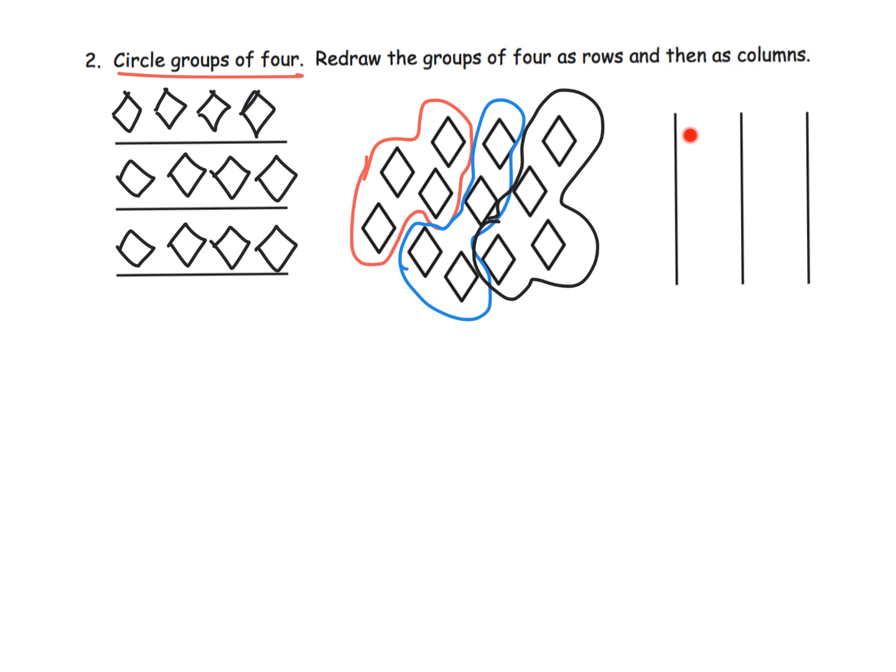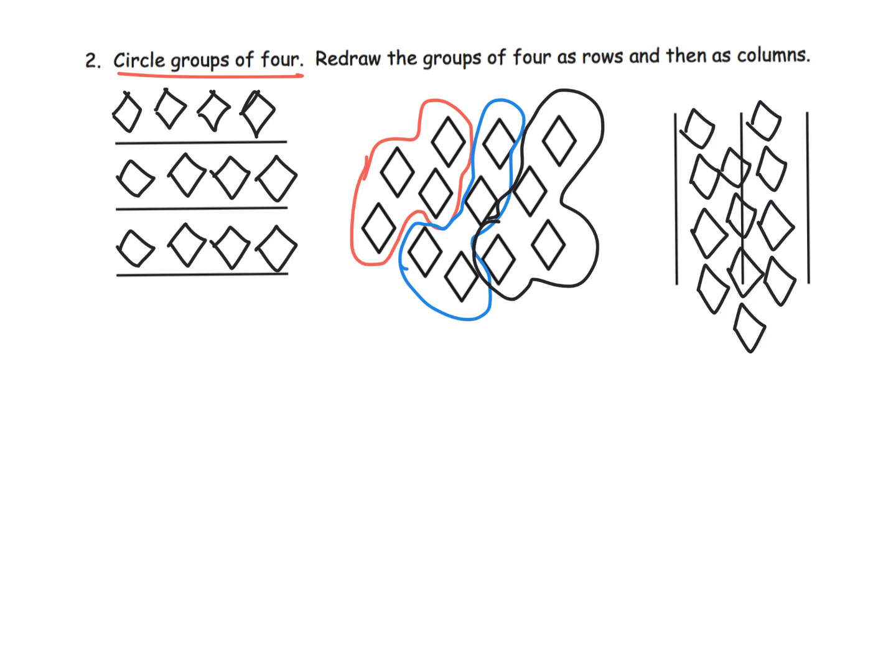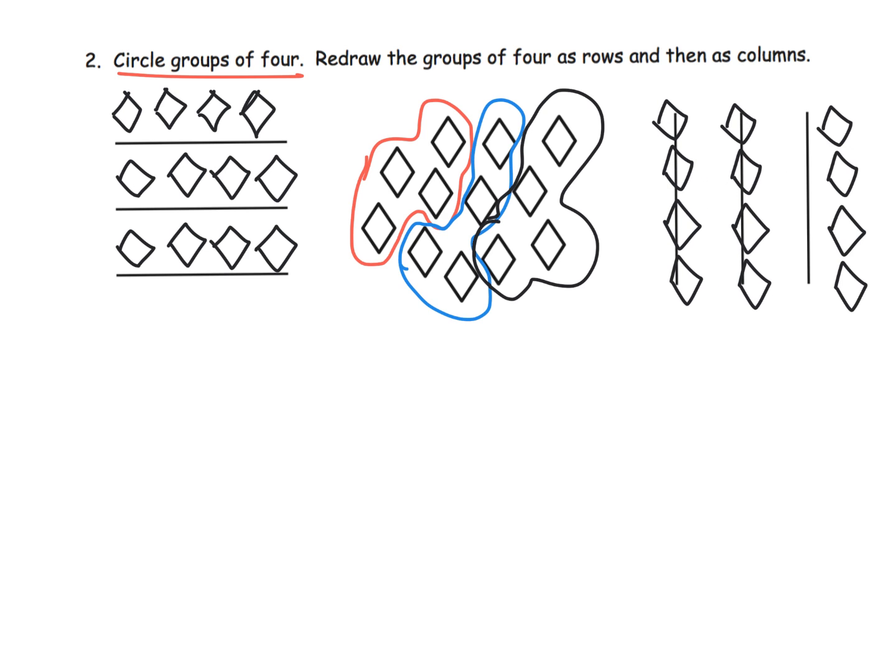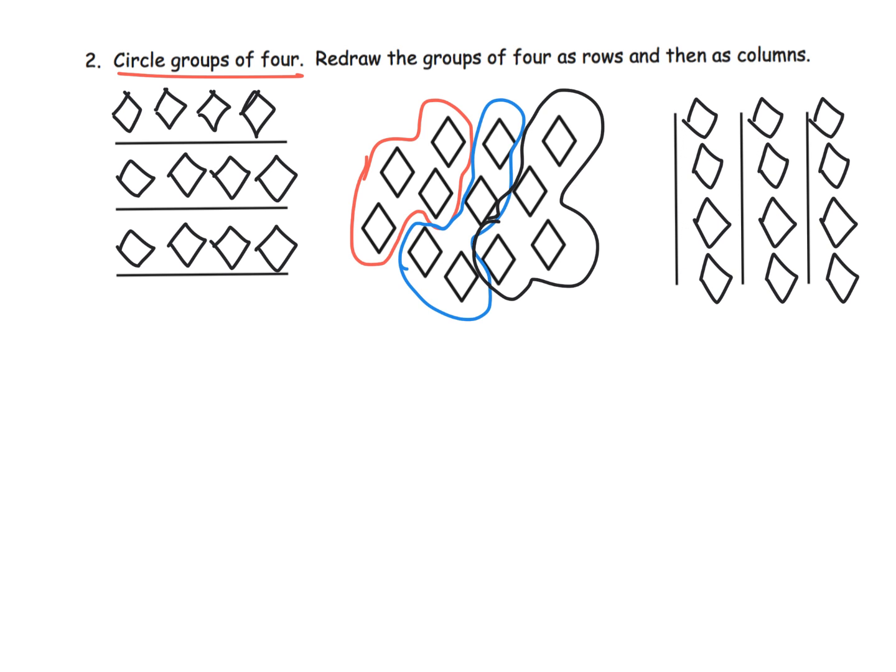What kind of confused me over here is if I'm supposed to draw columns, if I'm supposed to put them in groups of 4 as columns, where am I supposed to draw those diamonds? I've decided it's perfectly fine to draw your diamonds right here, in which case you're going to have your diamonds looking like this. Now, if you wanted to, you could use those lines as your guides and put them right there, but really what Eureka Math is looking for is for you to put your diamonds in the spaces provided.